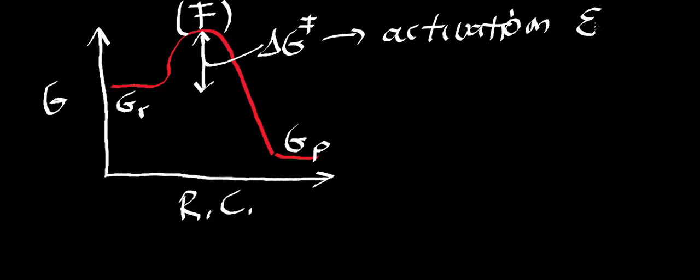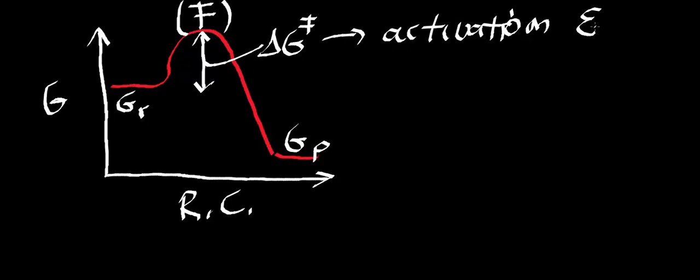But suffice it to say for now, as the activation energy of a reaction increases, the slower the reaction becomes. One thing we'll find that enzymes do is they lower the activation energy by providing an alternate pathway to the products. We'll see what that means in several videos.